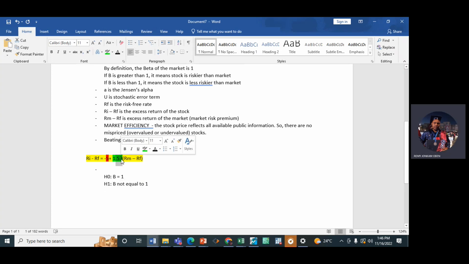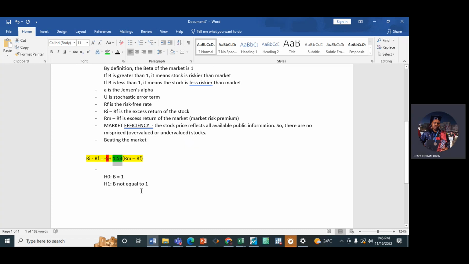We just conclude that the systematic risk of the stock is equal to the systematic risk of the market. But if it is statistically significant, which means statistically different from 1, then now we need to check this value. Is it greater than 1 or less than 1? If it is greater than 1 and significant, it means the stock is riskier than the market. But if it is significant and less than 1, it means the stock is less risky than the market. That is, market is riskier than stock.